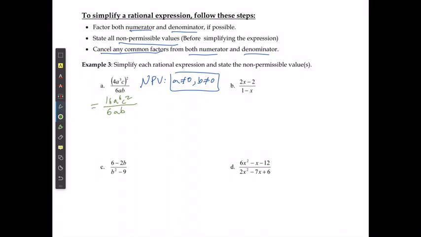Well, 16 over 6, both of them can get divided by 2, and I'm going to say that that's going to be the same as 8 over 3. I'm going to take away the a from the bottom, so I've got to take away one of the a's from the top, and I'm going to get a to the 5 on the top, and I don't have any other c, and I don't have any other b, and there's my simplified rational expression.